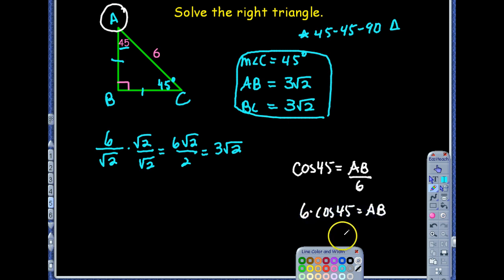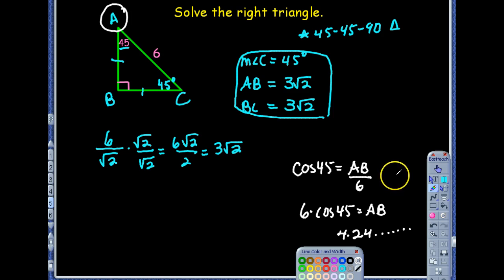And what does your calculator say? My calculator says 4.242640687, and so on. It's not exact. Now, if you type in 3 radical 2 in your calculator, you get exactly the same thing. But this doesn't give you exact.